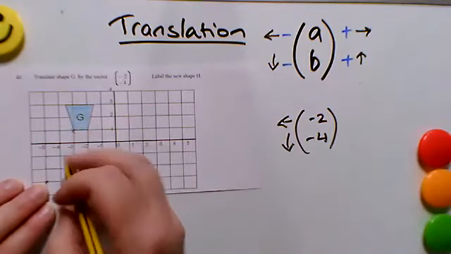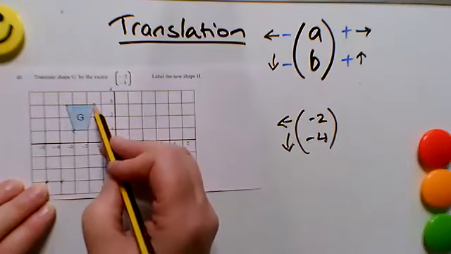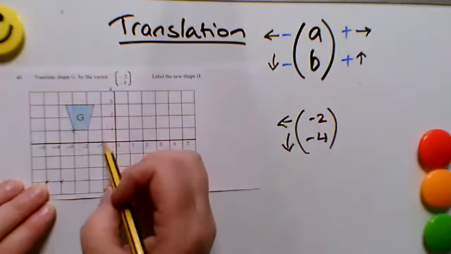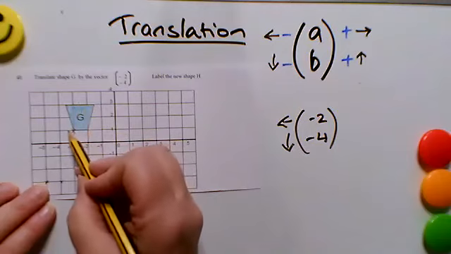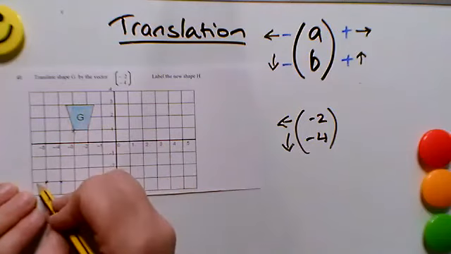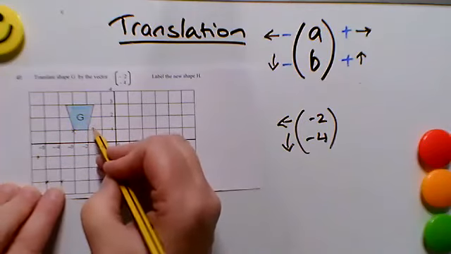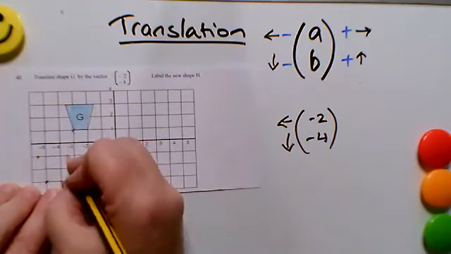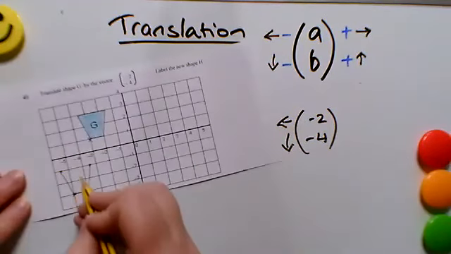This is 1 unit across, so it will be there. I've got to be a bit careful because these are halfway between units. So if I go along a half and up 2, along a half and up 2, and along a half and up 2, that gives me shape H.